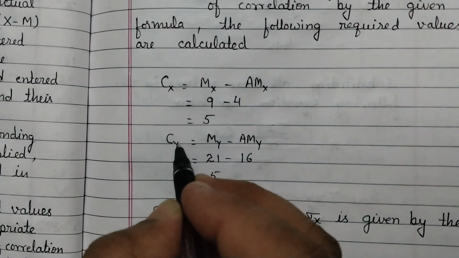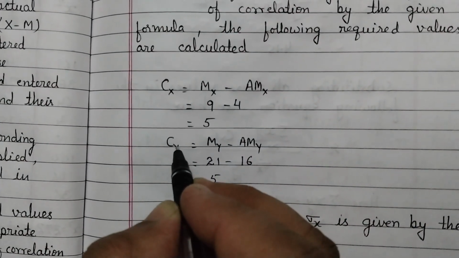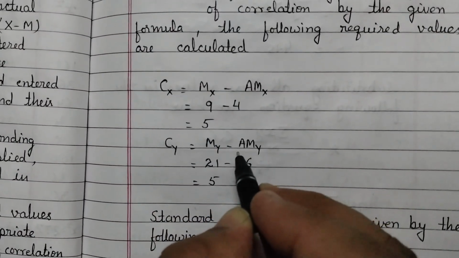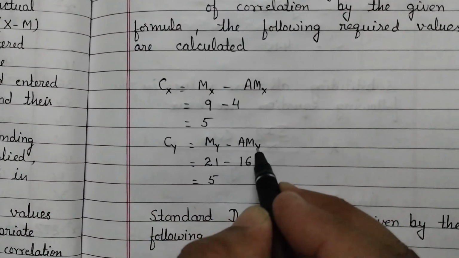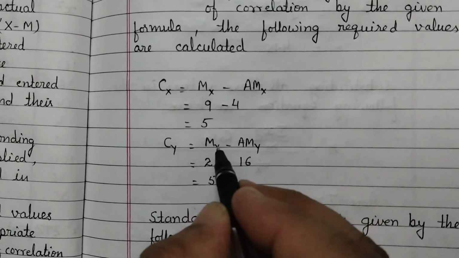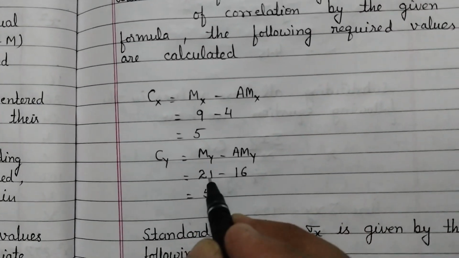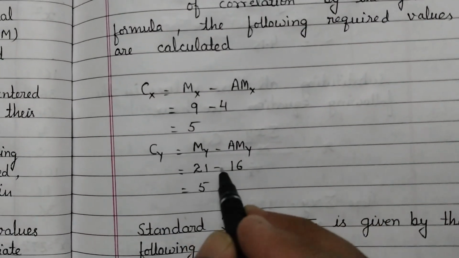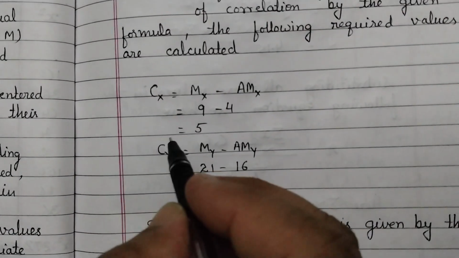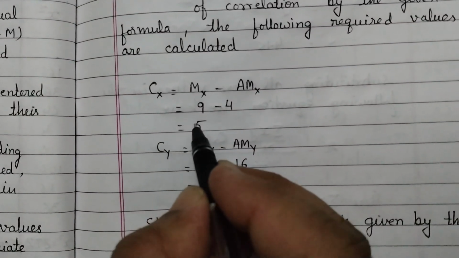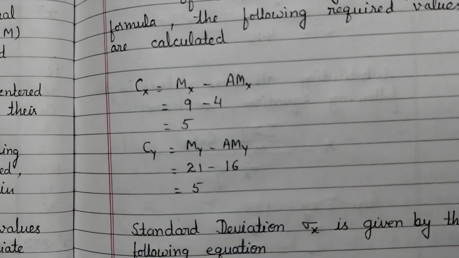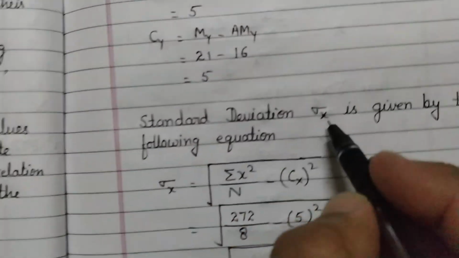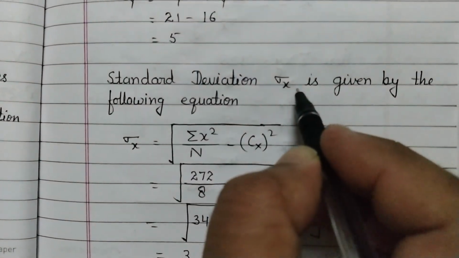Again, correction for y score or test B: My minus AMy, the assumed mean for y score. The mean for y scores is found to be 21, and the assumed mean is selected as 16. So 21 minus 16 is again 5. So in this way the correction for x score is found to be 5, and the correction for y score, that is test B, is found to be 5. Next step is standard deviation.